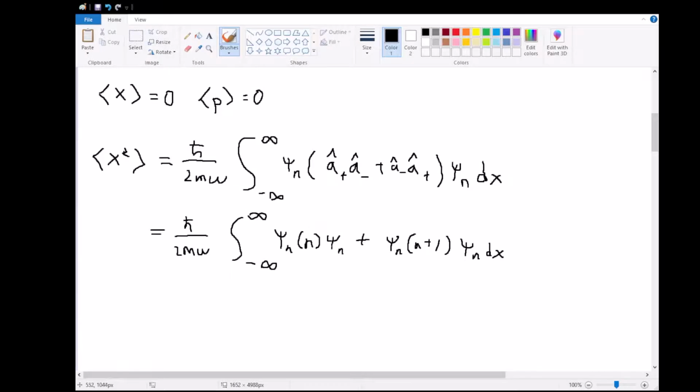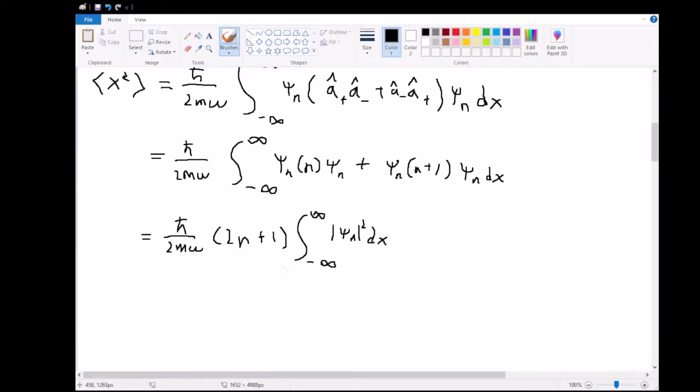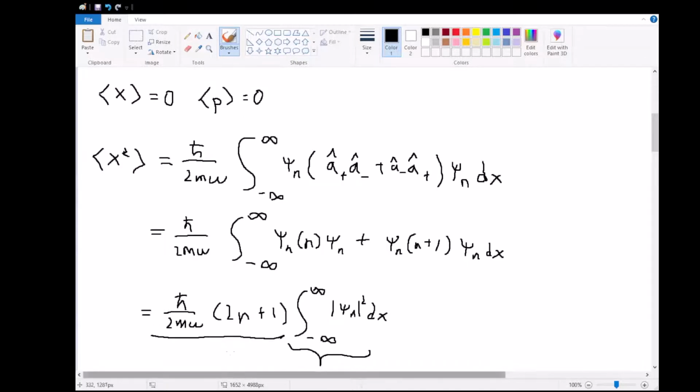And now we just use the distributive property. This is going to be equal to h bar over 2m omega. And then we bring out the constants, which are the n and n plus 1, so this becomes 2n plus 1. And then we have our integral from negative infinity to positive infinity of the magnitude of psi n squared dx. And this, by definition, since it's already normalized, is just equal to 1, so therefore this is our expectation value for x squared.